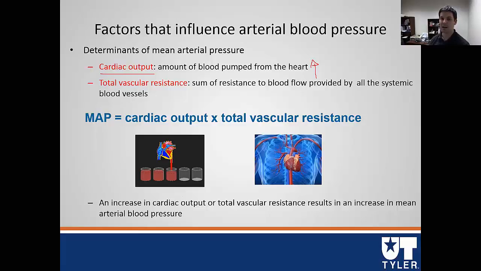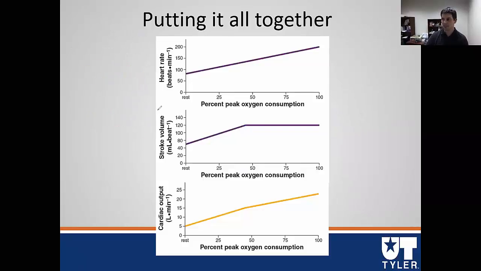Before we clear out though, I want to circle back and give a really quick refresher, right? So we looked at heart rate, stroke volume, and cardiac output. Heart rate increases linearly. Stroke volume increases to about 40% of VO2 max and then doesn't increase anymore as exercise intensity increases, right? Cardiac output increases to 40% of VO2 max very sharply and then less so, right?